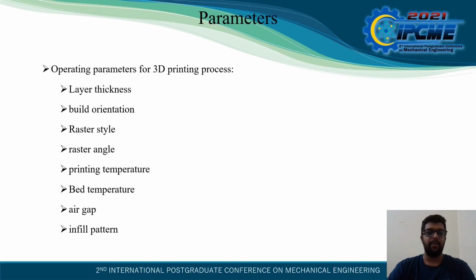And these are the main parameters used in the 3D printing process. Mainly, they depend upon layer thickness, build orientation, raster angle, raster style, the build temperature, meaning the printing temperature and the bed temperature, air gap, and infill patterns. These are the main parameters used in this 3D printing process.